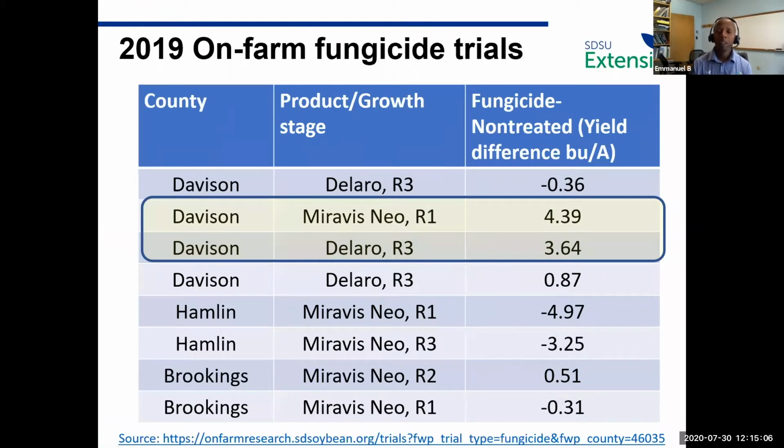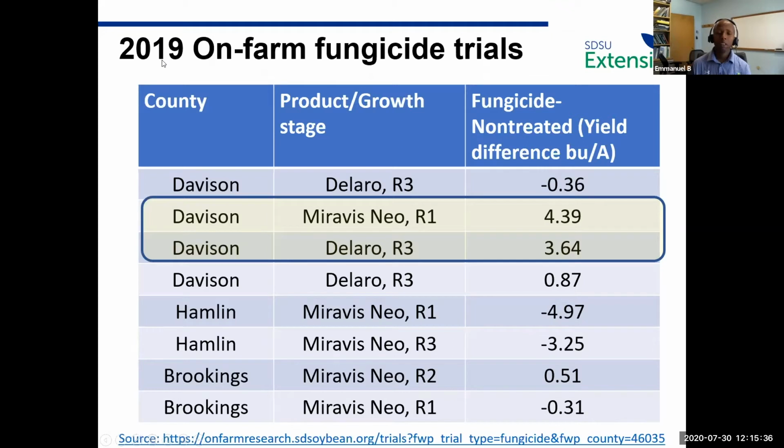So here are also results from field strip trials. This is where a field-length strip is treated with a fungicide and then compared with a non-treated strip side by side. This work is done by the on-farm research sponsored by the Soybean Research and Promotion Council. It's a project headed by Professor Clay. And so these results are online. You can check them out on this link.